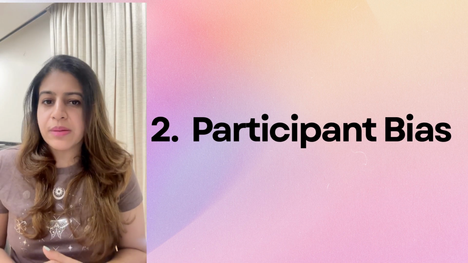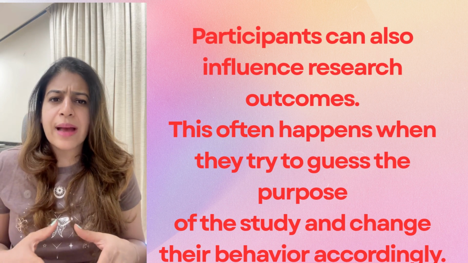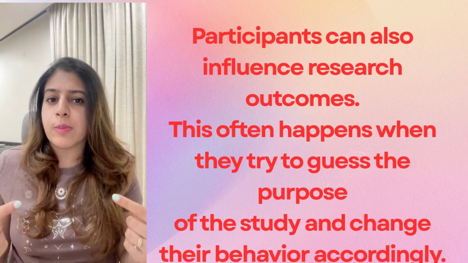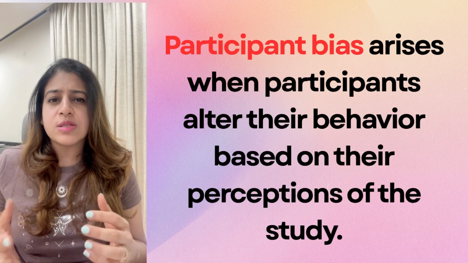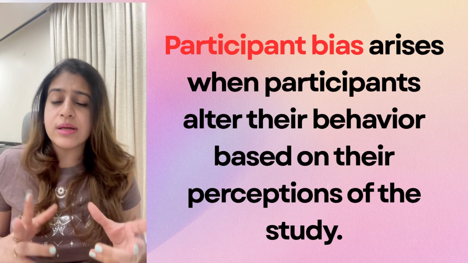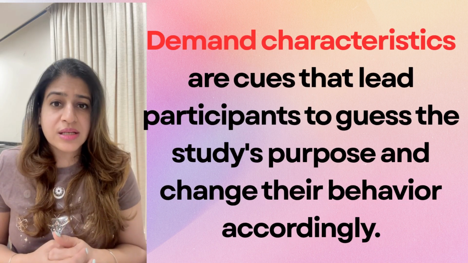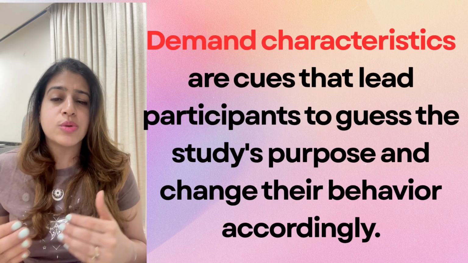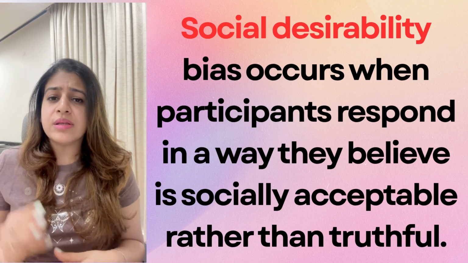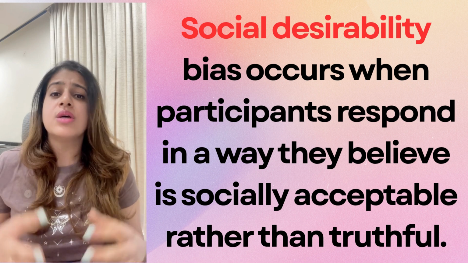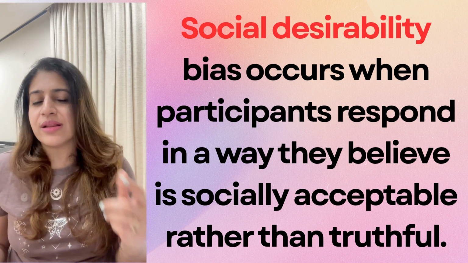Second is participant bias. Participants can also influence research outcomes. This often happens when they try to guess the purpose of the study and change their behavior accordingly. Number one, participant bias arises when participants alter their behavior based on their perceptions of the study. Number two, demand characteristics are cues that lead participants to guess the study's purpose and change their behavior accordingly. Number three, social desirability bias occurs when participants respond in a way they believe is socially acceptable rather than truthful.